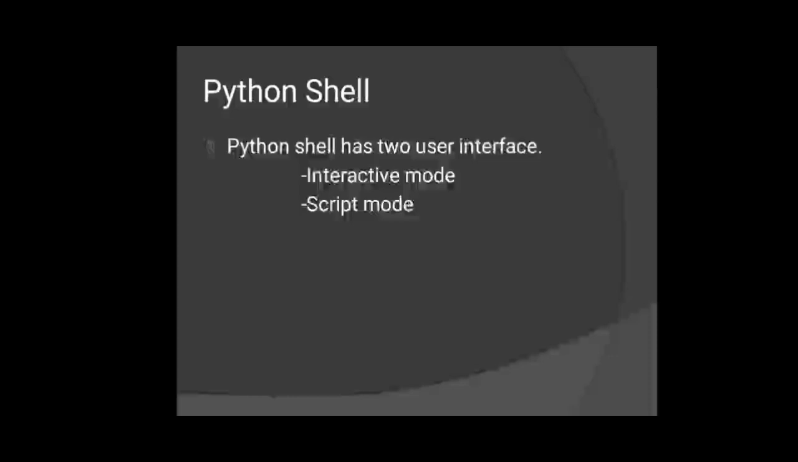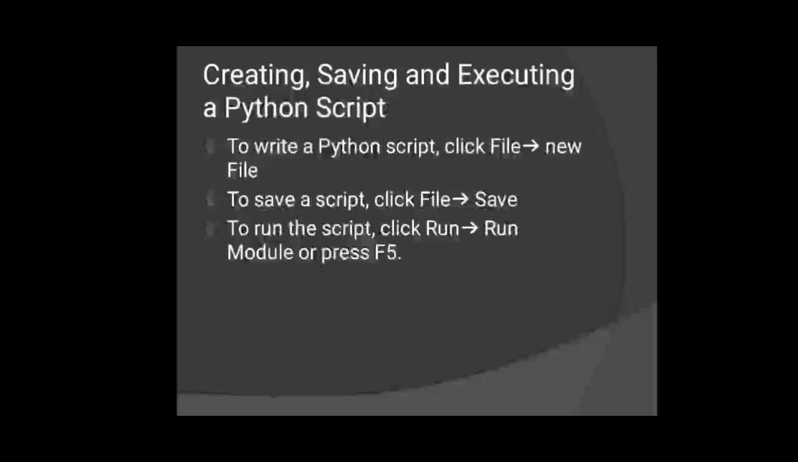Now, the Python shell. After double clicking on the icon available on the desktop, we will get the Python shell. The Python shell has two user interfaces, interactive mode and script mode. In interactive mode, we can type a command and get the output immediately. But in this mode, we can't save the program for future use. In script mode, we can type the Python code as a program and save it for future reference.